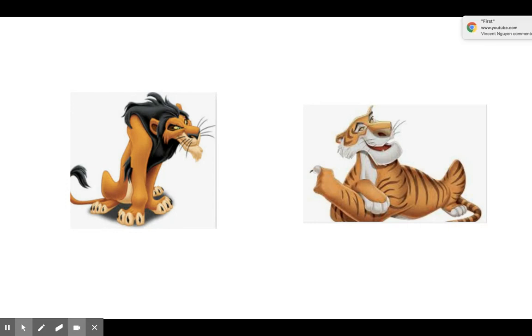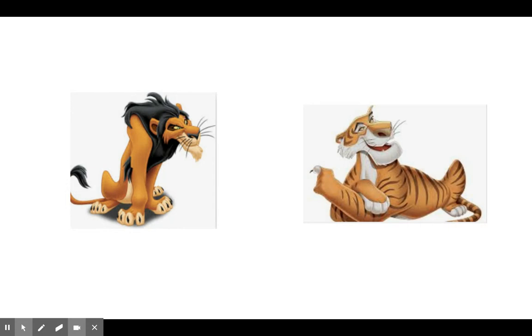The first thing that I notice is that they're both cartoons. The next thing I notice, both of these are jungle cats. And you know something else that I notice? These two are Disney villains from old movies. One of them is Scar from The Lion King. The other one is Shere Khan from The Jungle Book.